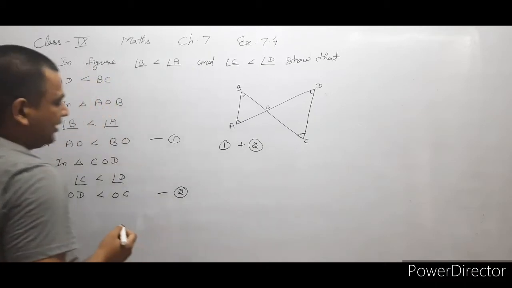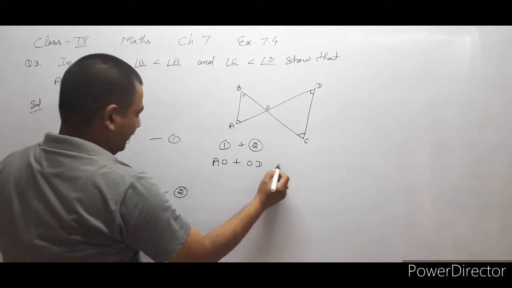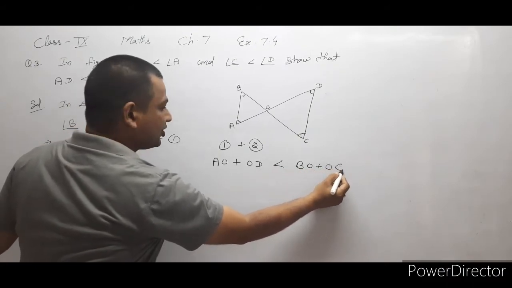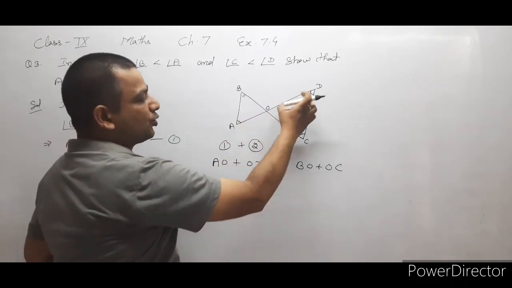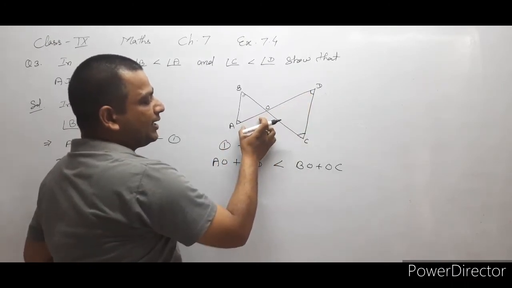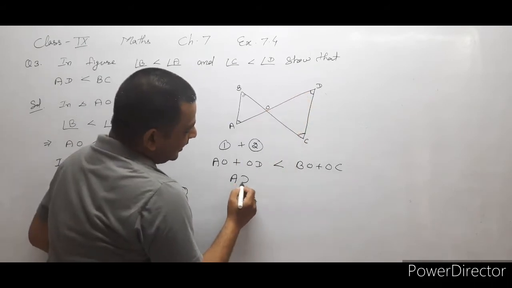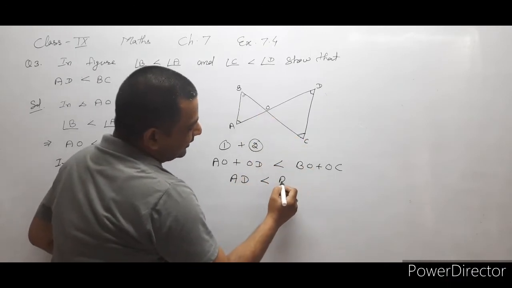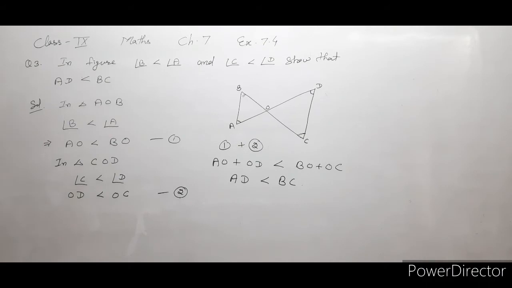If we add 1 and 2, AO plus OD is smaller than BO plus OC. If we add A and O plus O and D, it converts as AD, is smaller than BO plus OC, that means BC, which is our proof in question number 3.